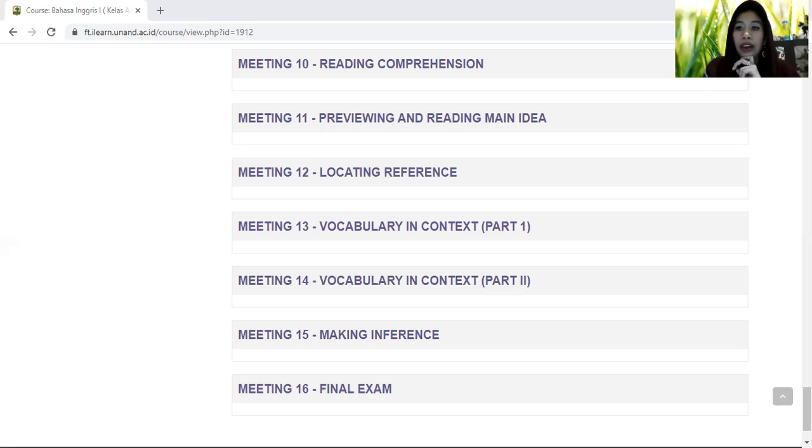Okay, so I think that's all for reading comprehension. And then we are going to start our lesson with previewing and reading for the main ideas. And also we're going to deal with skimming and scanning.